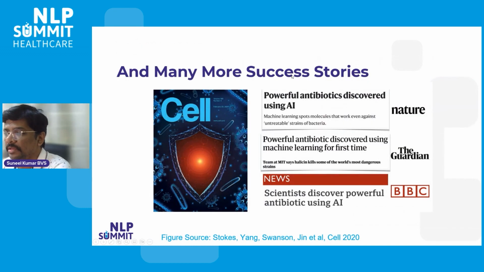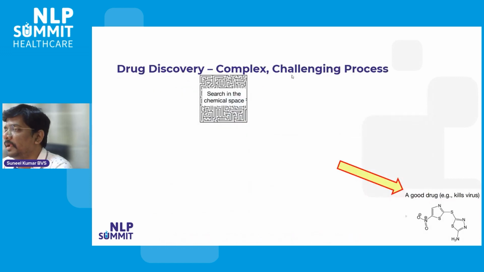And not only Schrodinger, Exscientia, or Insilico Medicine, there are many more success stories. You can see a lot of publications saying that they identified antibiotics, or other cancer candidates, or COVID molecules using AI approaches. Right.